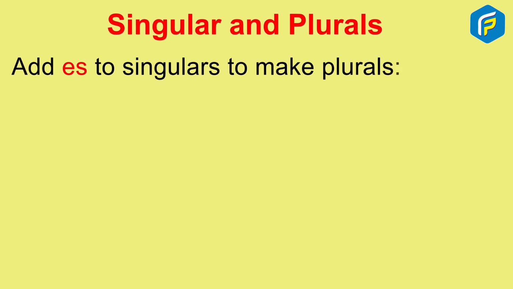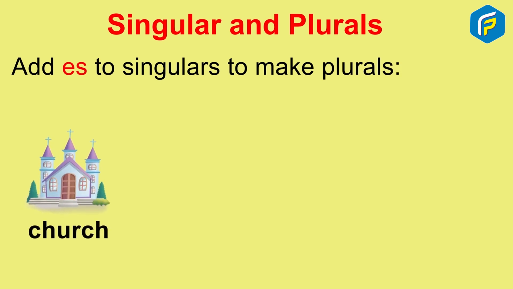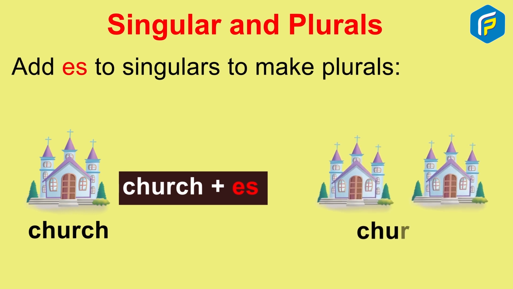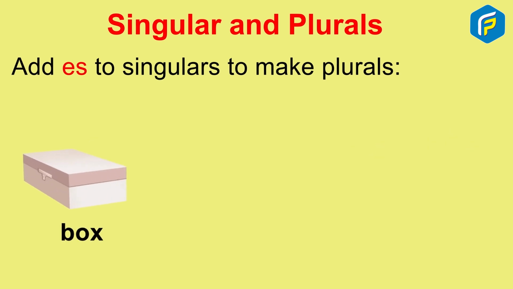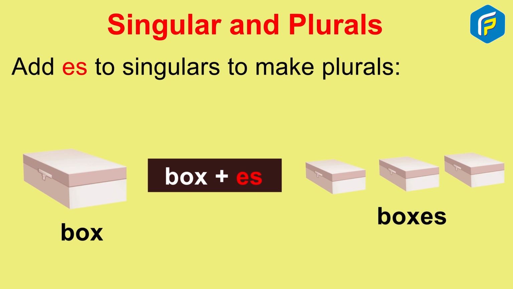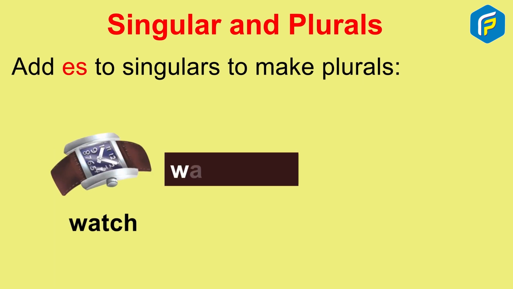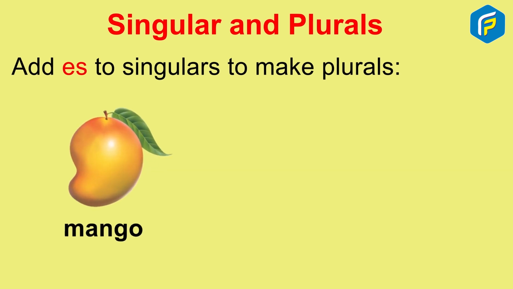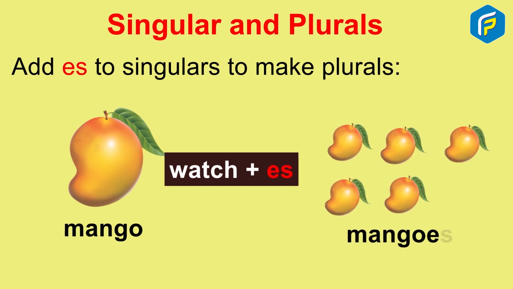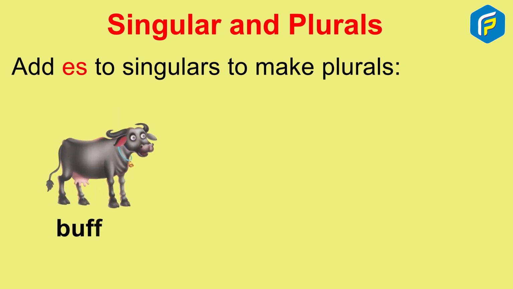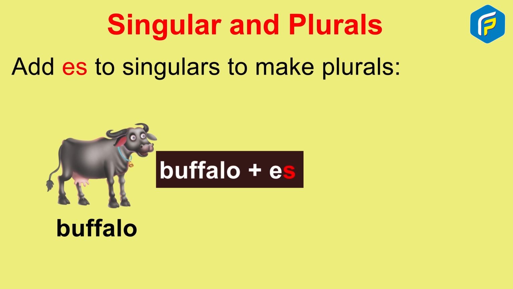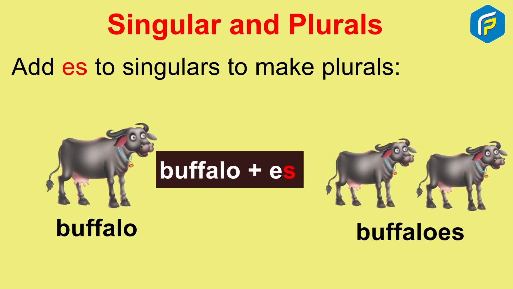Visualization. Singular and plurals. Add es to singulars to make plurals. Church plus es, churches. Box plus es, boxes. Watch plus es, watches. Mango plus es, mangoes. Buffalo plus es, buffaloes.